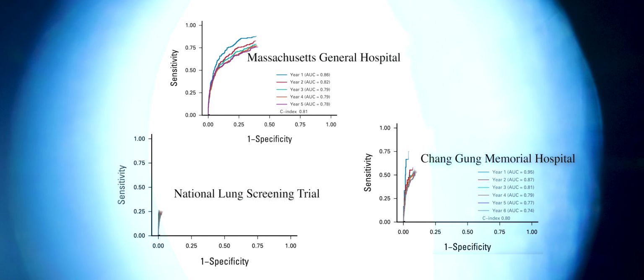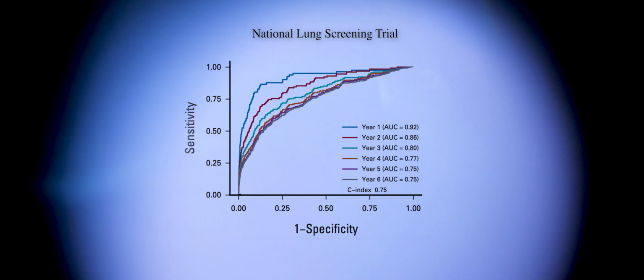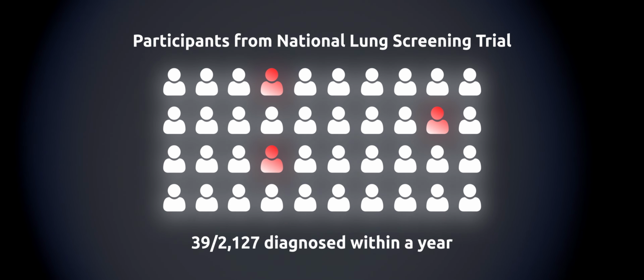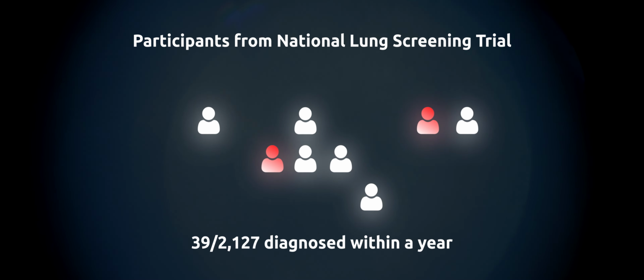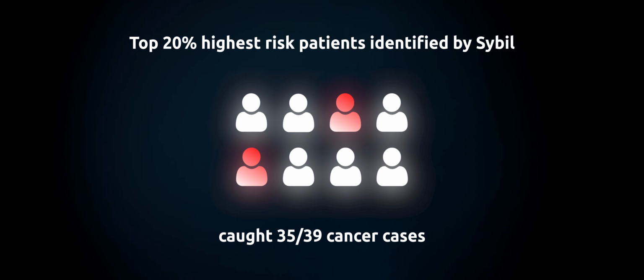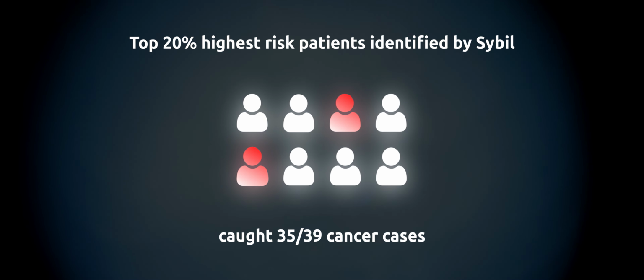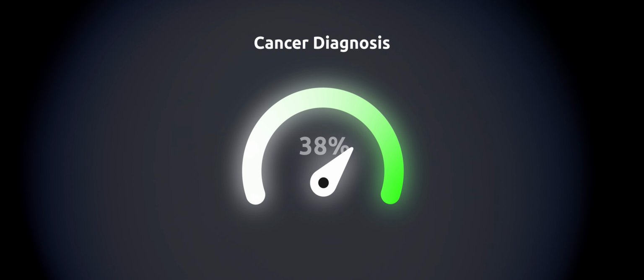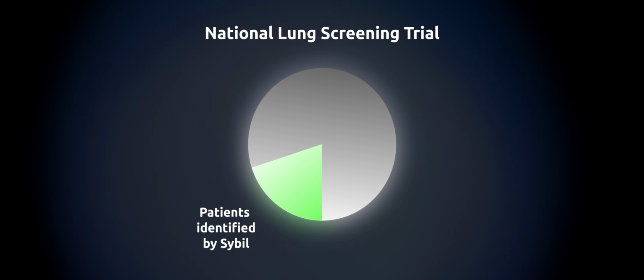Here's a closer look at how the model performed when tested on data from the National Lung Screening Trial. Out of 2,127 participants that had conventional screening, 39 of them were diagnosed within a 1-year period after their initial screen. Sybil was asked to identify the top 20% of participants with the highest lung cancer risk. That group included 35 of the 39 cases from the National Lung Screening Trial. By honing in on the top 20% of risk, Sybil was able to identify nearly 90% of the cancers a year prior to the actual diagnosis, and by screening only a fifth of the cases used in conventional methods.